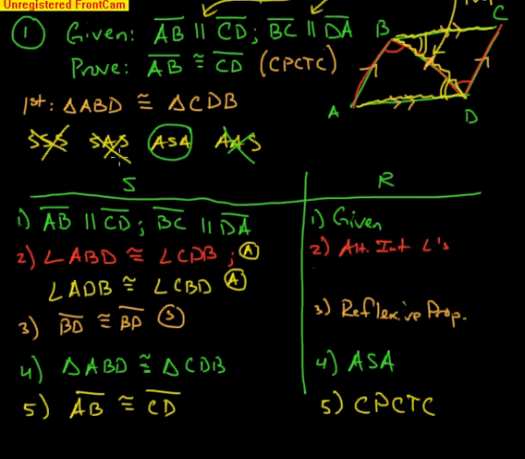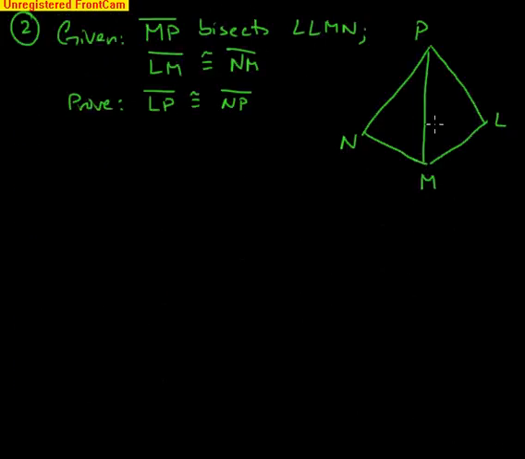So this is the proof. This is how it works. You prove the triangles are congruent, and then you use CPCTC to say that one of their corresponding parts are also congruent. All right, let's move on to the next proof. We'll do one more, I think.